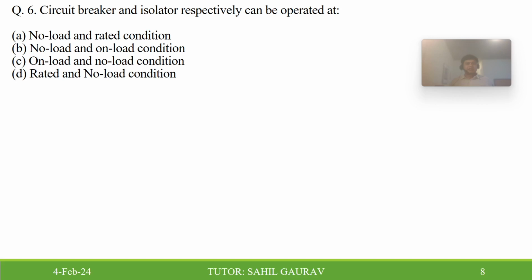So tell me the correct answer for this problem. The C option is correct. I have confusion with C and D. In D, when it's written rated and no load condition, what's the difference between C and D?